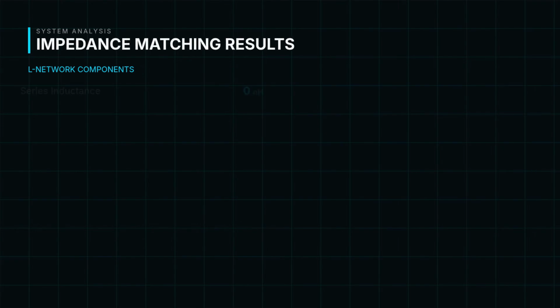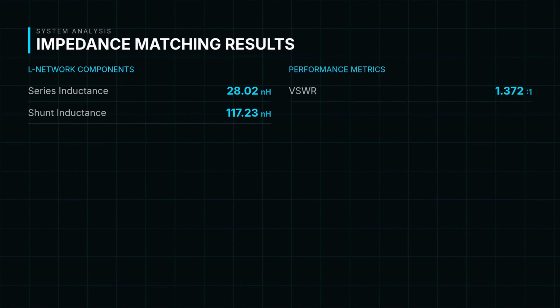The series component requires an inductance of 28.02 nanohenries, while the shunt component needs 117.23 nanohenries. The resulting VSWR is 1.500:1 with a reflection coefficient of 0.2000 and return loss of 13.98 dB. This tool simplifies impedance matching calculations for antenna systems.